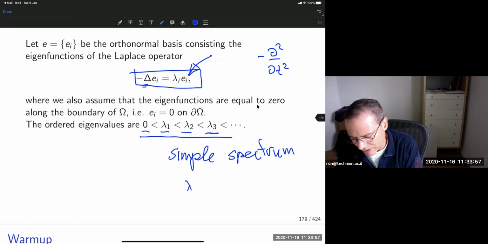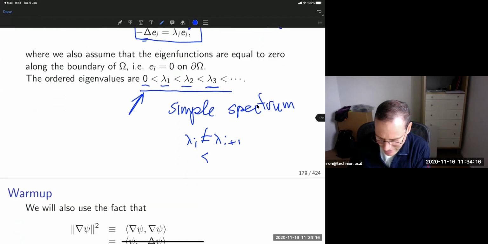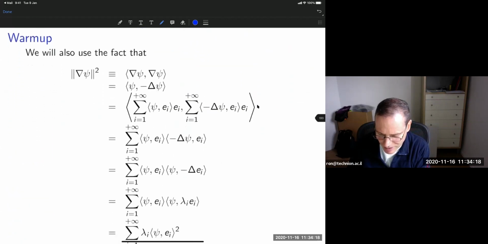If I don't have lambda i equal to lambda i plus one, so it would always have the smaller order. So there is a well-defined order between the eigenvalues. So let's assume that this is the case for our interval. And let's see what else can we say about it.